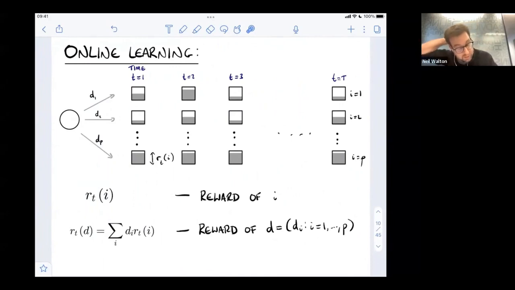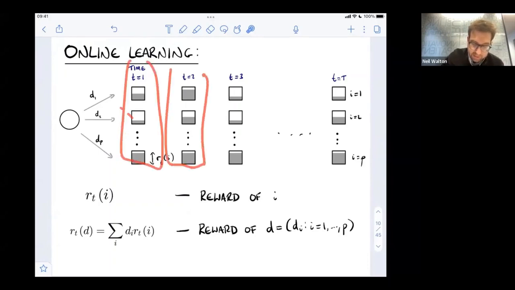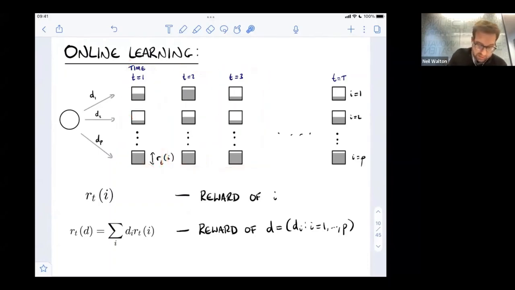Why is this useful in online learning? In online learning, we have the setting where we make a sequence of decisions at each time point. Let D be the distributions of the decisions, decision 1, 2 up to decision P, and let R_i(t) be the reward from the ith decision. The reward that I get from decision D at time t is just the average of the rewards at that time. Now we can imagine that we make decisions at each time, and we sum up the rewards that we receive over some time interval with capital T.